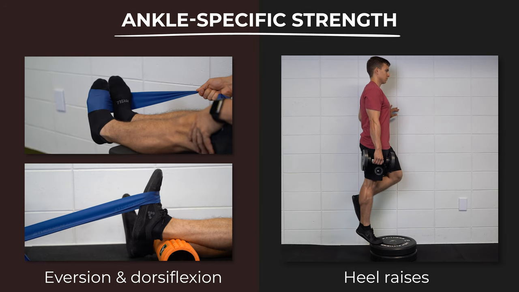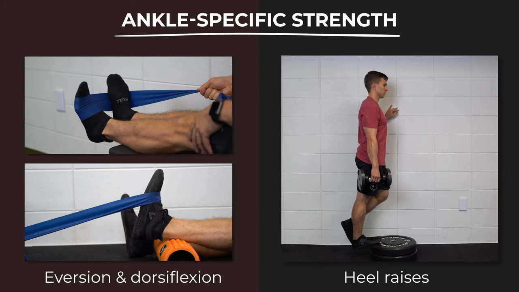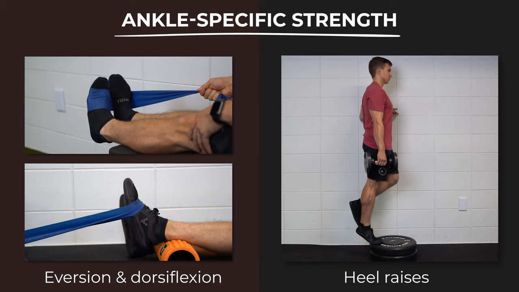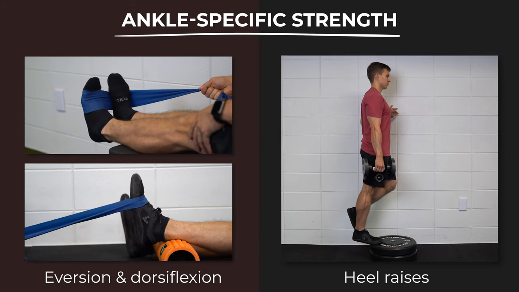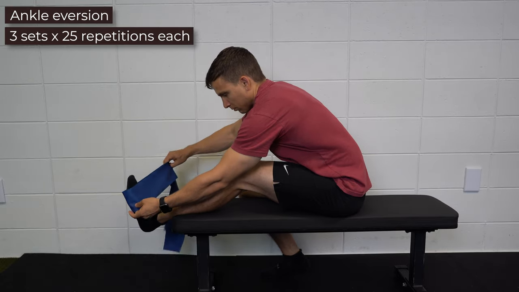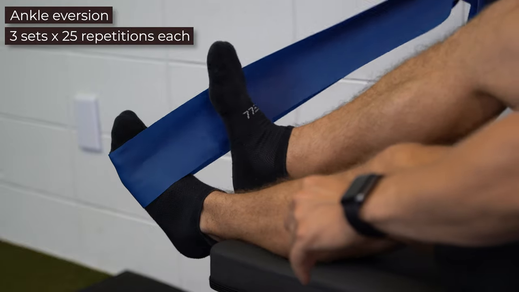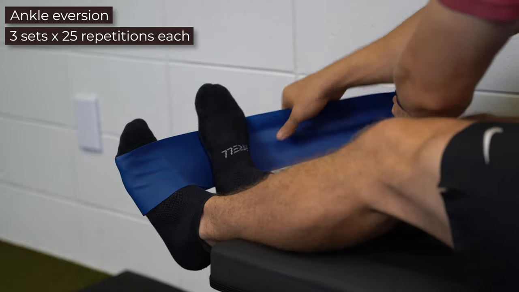Ankle-specific strength. You're going to target your ankle everters and dorsiflexors by using a resistance band, and your ankle plantar flexors and inverters by doing heel raises. Let's walk through the setup for ankle eversion on the left leg. Wrap a resistance band around the end of your left foot, bring it across the bottom of your right foot, and hold it firmly with your right hand.